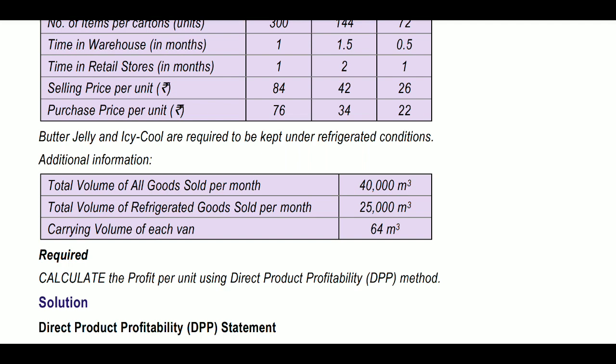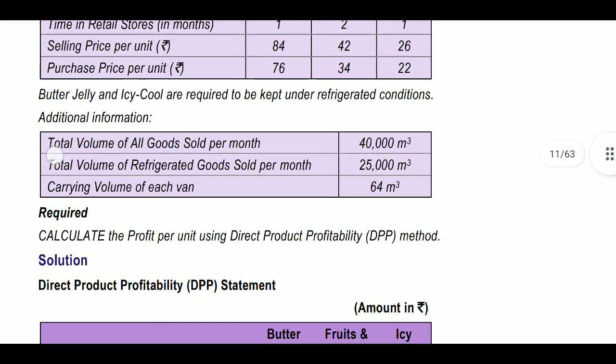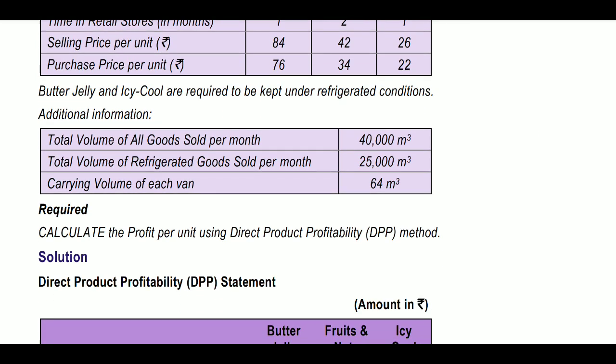Next, the carrying value of each one will be 64. And for transportation cost, they provided the normal one, 3,200, divided by 64, we will get the cost per trip. Next, we have calculated the warehouse related cost, the retail related cost, and the transportation cost. Three items were calculated, and the number of items was also calculated.